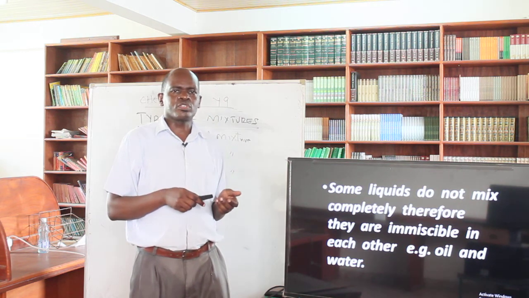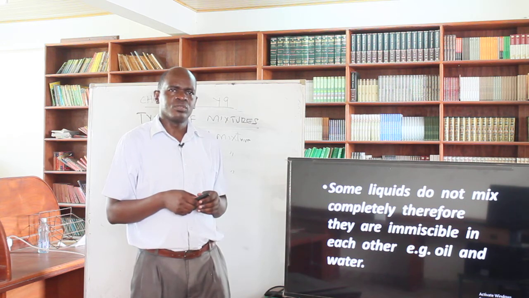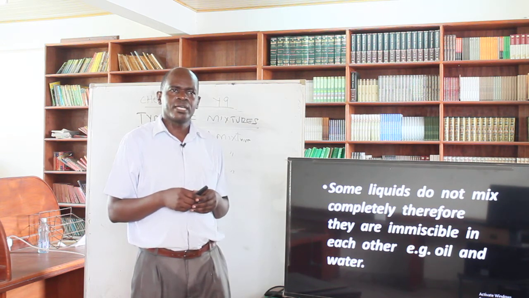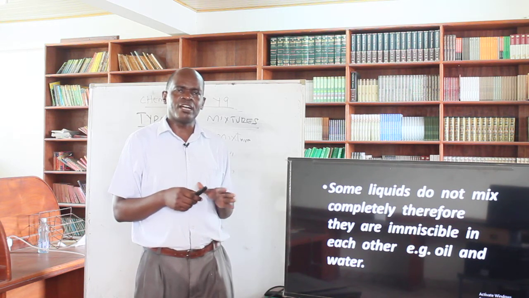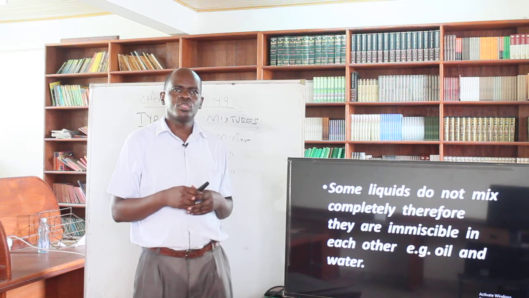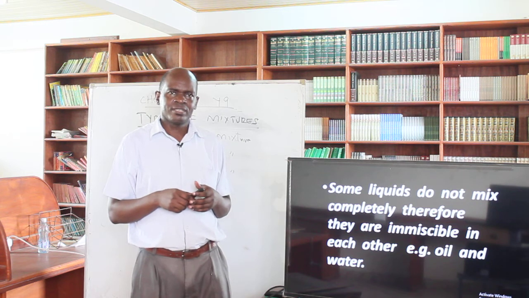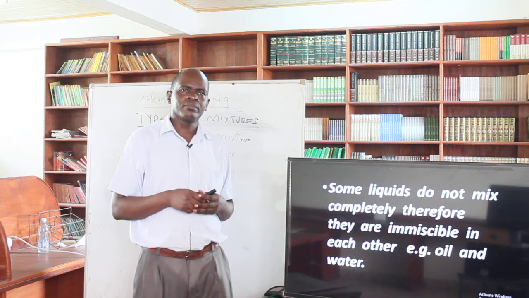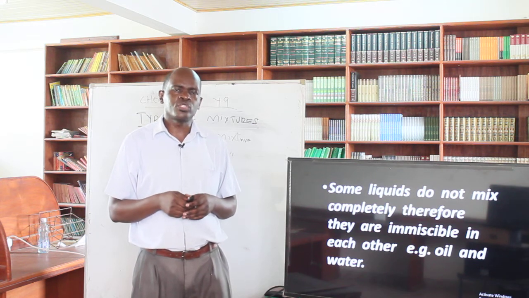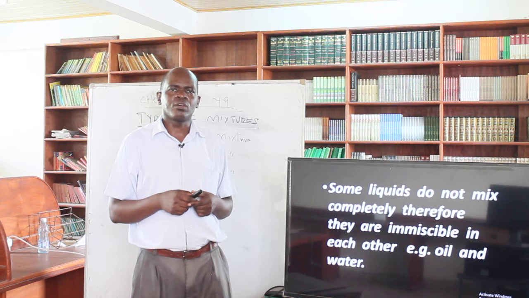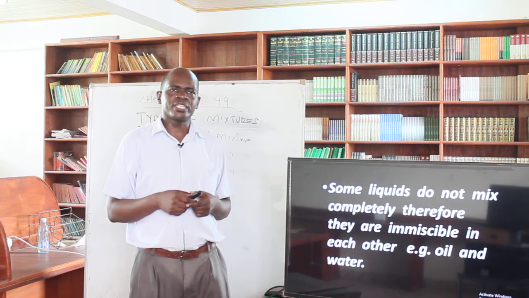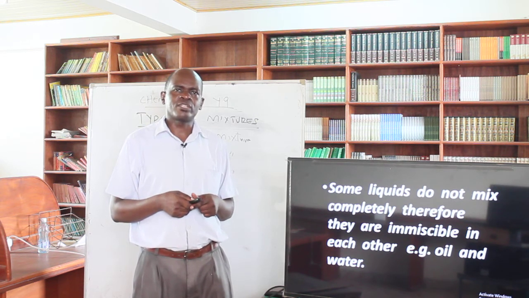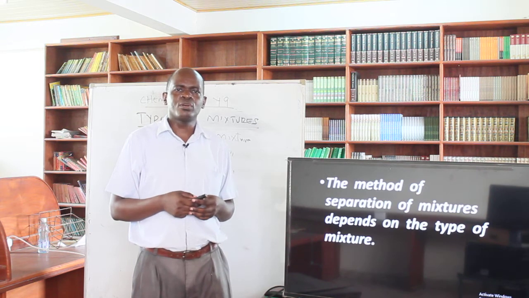Then we also talked about the immiscible liquids. When you put these liquids together and stir the mixture, you discover that even after you let the mixture stand still, they separate and form layers. A good example is paraffin and water from the experiment we did some time back. The paraffin and water cannot dissolve or mix completely. They form layers when they settle down. And therefore we refer to such as immiscible liquids.